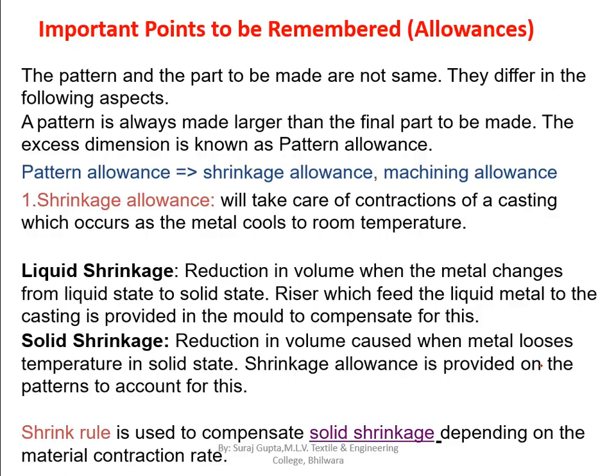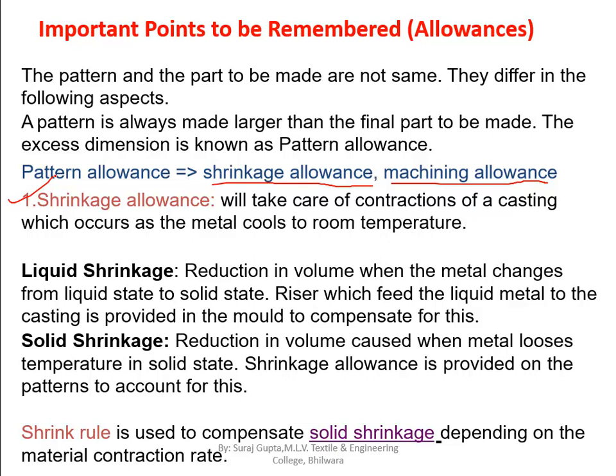So the pattern and the part to be made are not the same. They differ in the following aspects. A pattern is always made larger than the final part to be made. Why? Because we will see in the topic which is known as allowances. The excess dimension is known as pattern allowances. The pattern allowance is greater than or equal to the shrinkage allowance, machining allowance, and some other allowances.